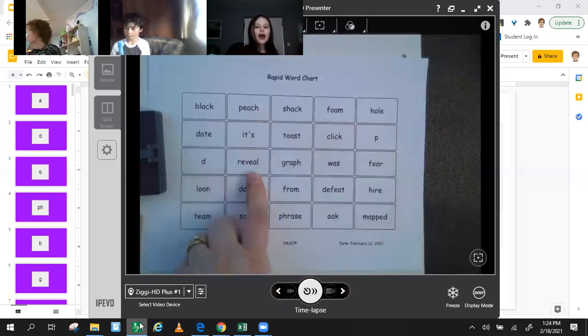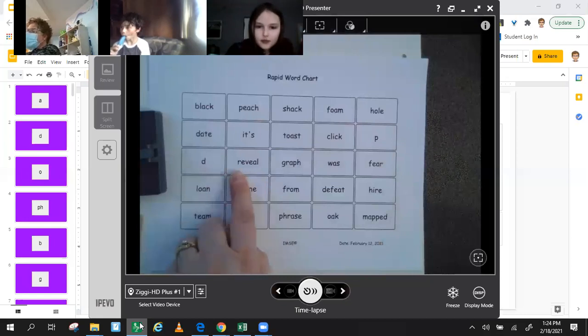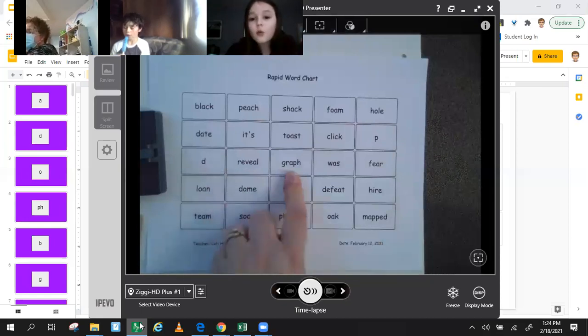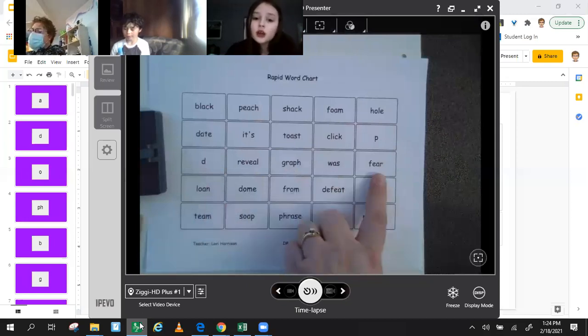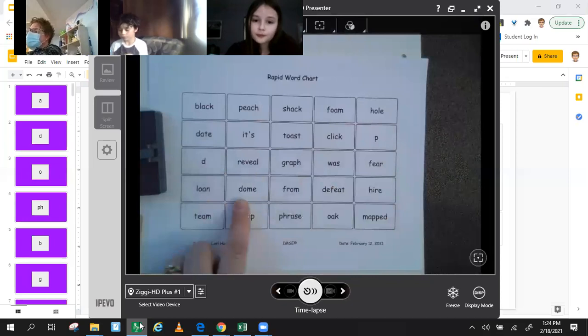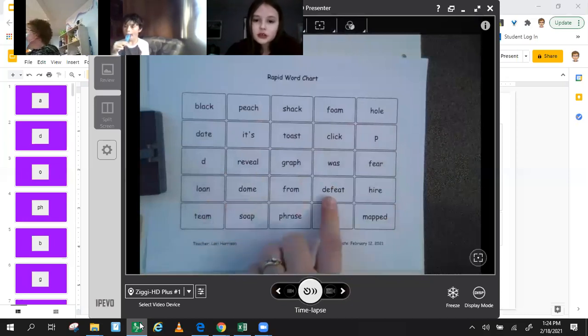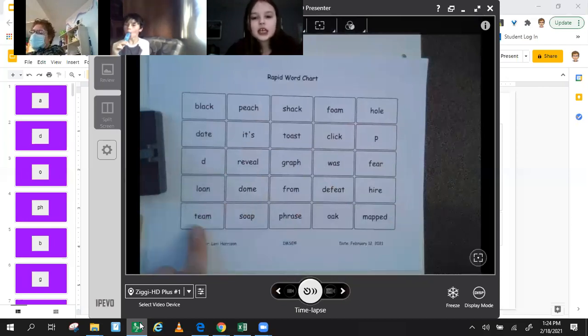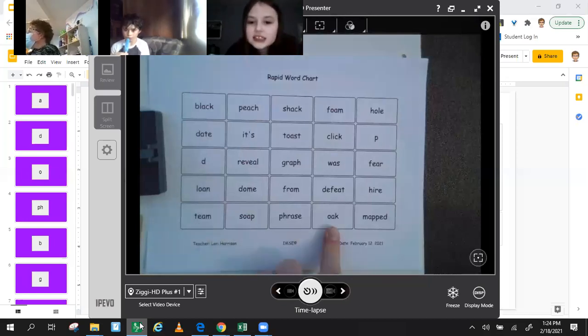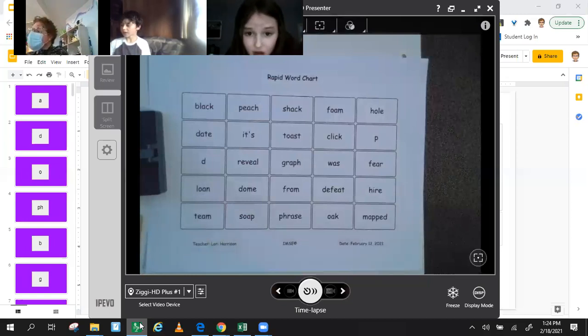reveal. Ooh, that one was a little bit, that's 2 syllables though. Reveal, graph, was, fear, loaned, dome, from, defeat. Oh, 2 syllables. Defeat, hire, team, soap, phrase, oak, mat. Did you notice they're getting a little harder as we go on? Adding some 2 syllable ones, doing some endings on there. All right. Who sees one that has this week's OA, vowel team, spelling?